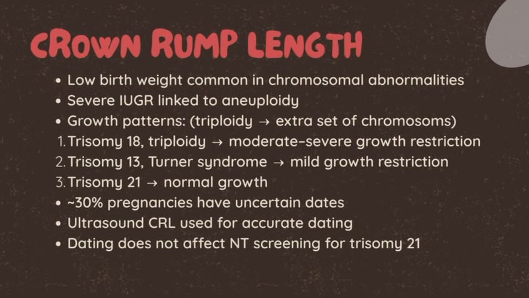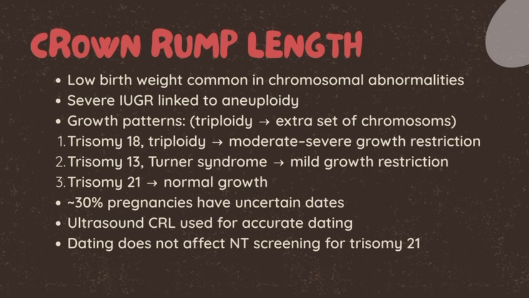Here we will be talking about crown rump length, or the CRL. Low birth weight is a common feature in many chromosomal abnormalities. Severe intrauterine growth restriction, or IUGR, is often linked to aneuploidy. Growth patterns vary between chromosomal conditions. Triploidy, which involves an extra set of chromosomes, shows distinct growth abnormality.